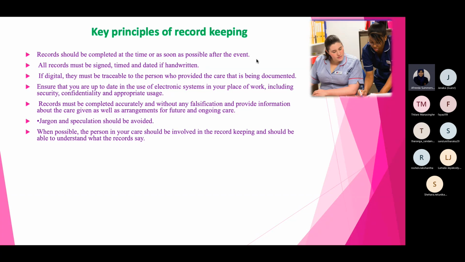When possible, the person in care should be involved in the record keeping and should be able to understand what the record is saying. For example, if you went to one doctor and next month you're going to another doctor, they should be able to read what the previous doctor wrote about your history. You understand? So every doctor, when writing a record about a patient, needs to be specific, clean, and neat in their writing. Okay, that's very important.